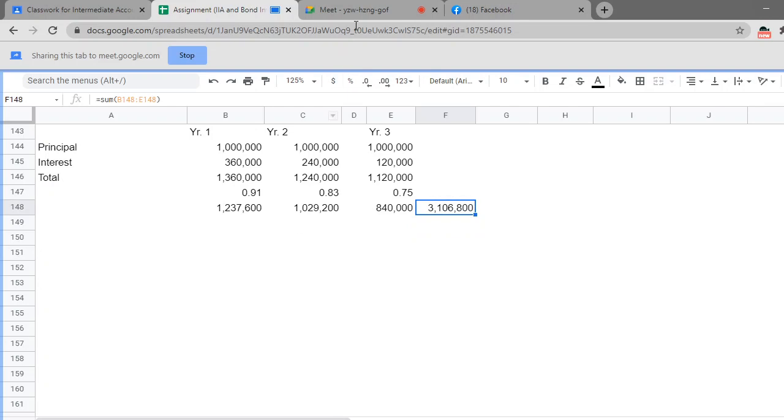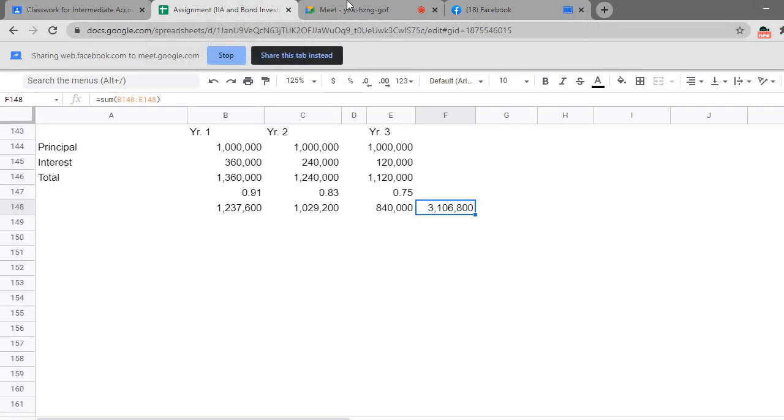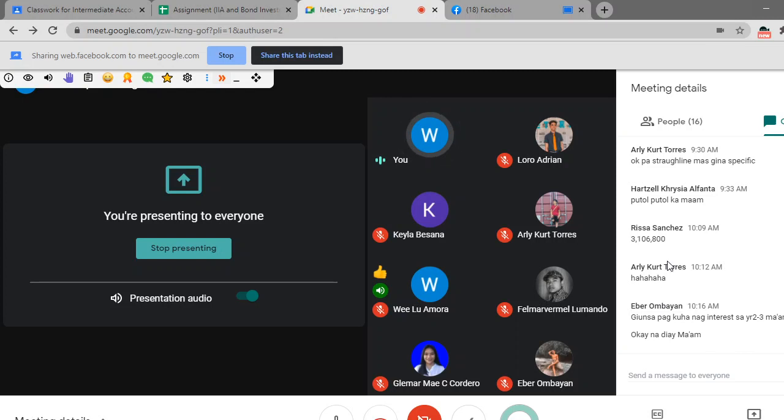3,106,800. And ato ang assumption kaganina is premium, di ba ni siya? Because mas gamay sa effective rate. So, if it's premium, dapat more than 3 million. And na-achieve naman natin yun. 3,106,800. So, thank you, Miss Sanchez. You got it right. We got it right for you.